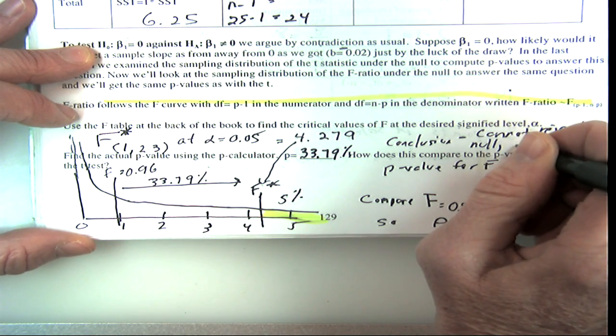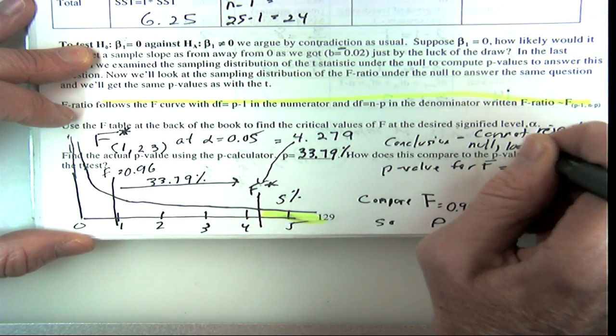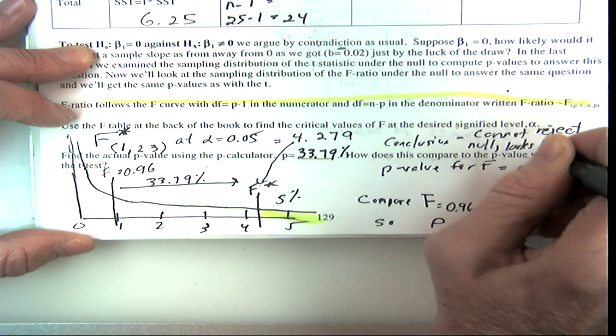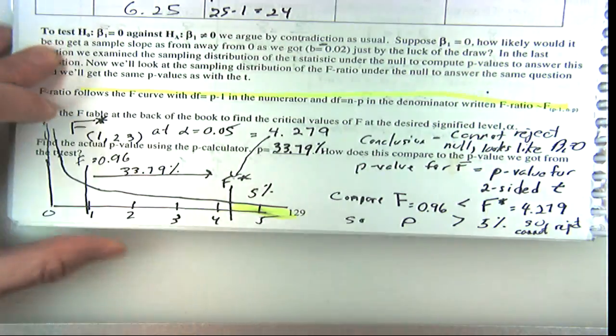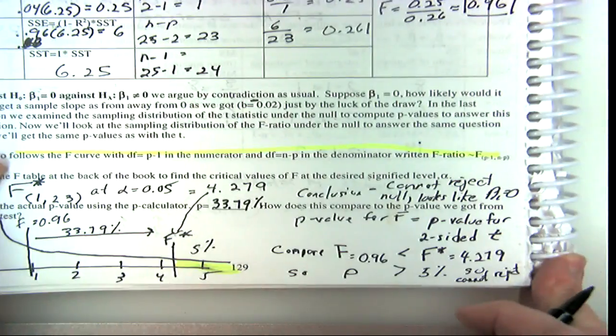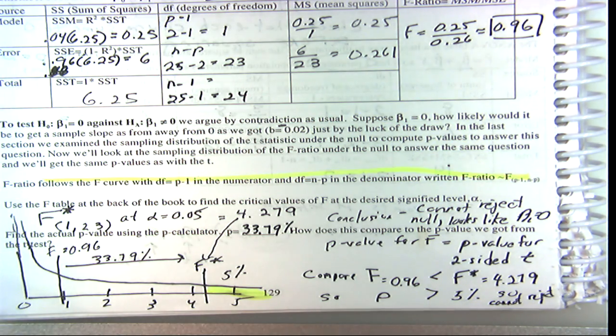In other words, it looks like beta 1 is equal to 0. It looks like R is equal to 0. It looks like there's no correlation between drinking and GPA from this data. Maybe if we got a bigger sample, we could prove it. But right now, it looks like it could just be due to chance.